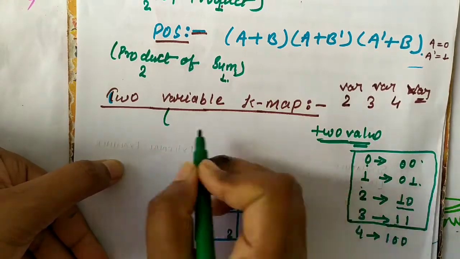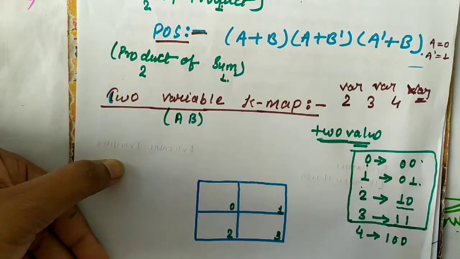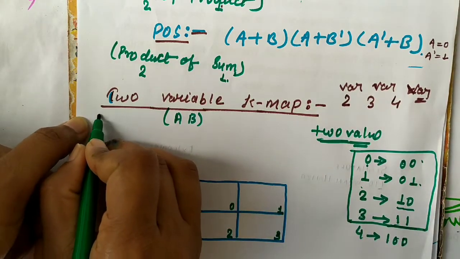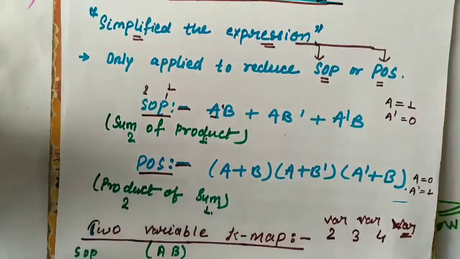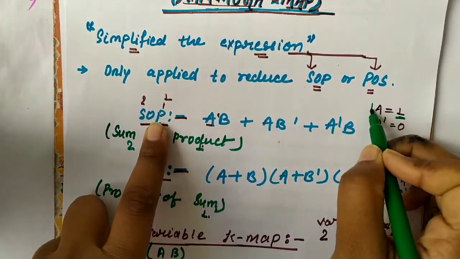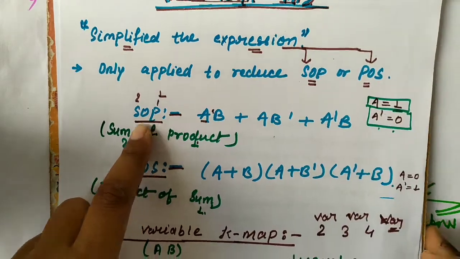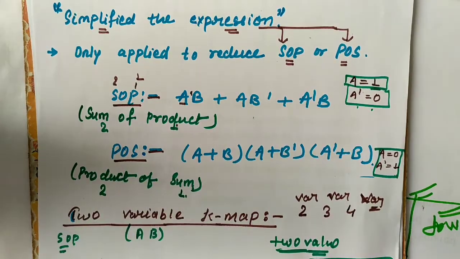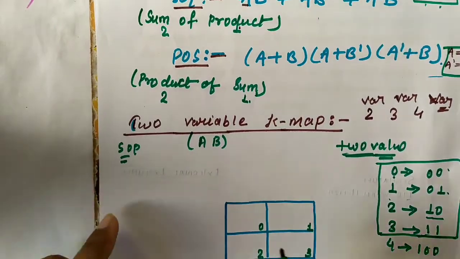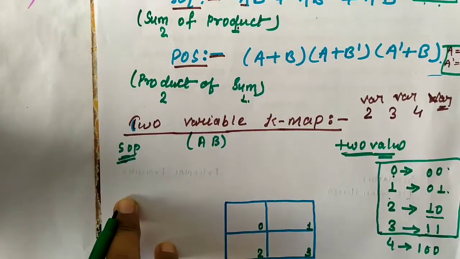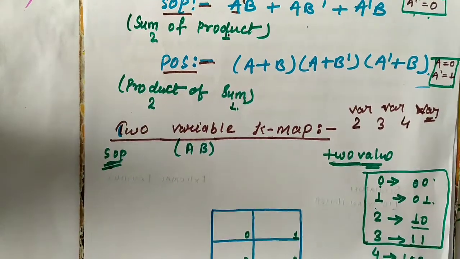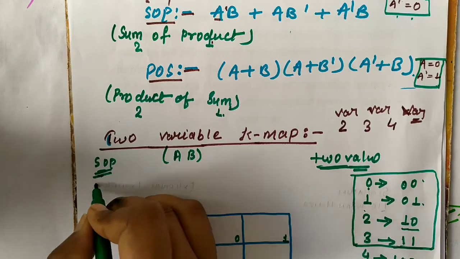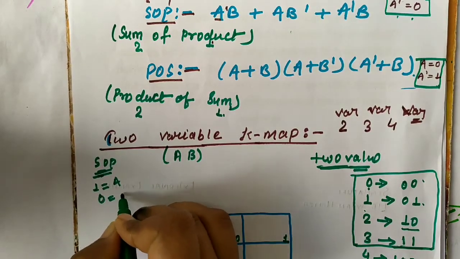Suppose the names of the variables are A and B. In the SOP form, 1 means A and 0 means A dash. But in the POS form it is different: 0 means A and 1 means A dash. Both are different. So we can solve only the SOP form first. After completing the SOP form, next we will discuss the POS form. So we can solve this question in the form of SOP, where 1 means A and 0 means A dash.